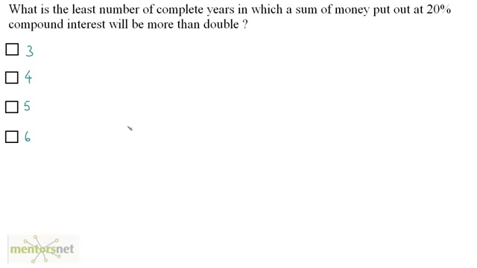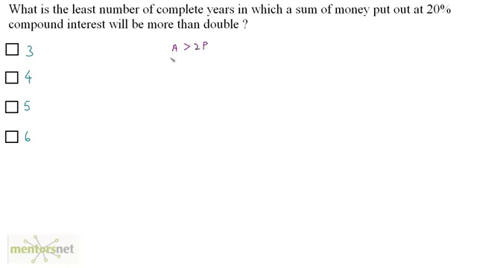What is the least number of complete years in which a sum of money put out at 20% compound interest will be more than double? So the question says that the amount should be more than the double amount invested. So more than twice of P.